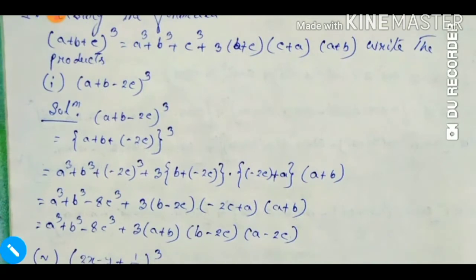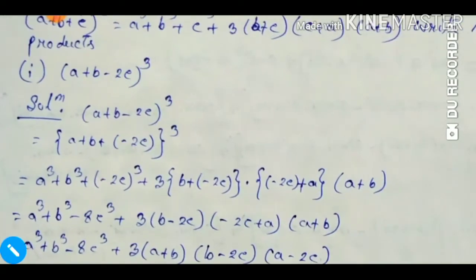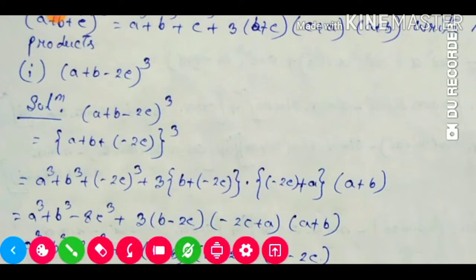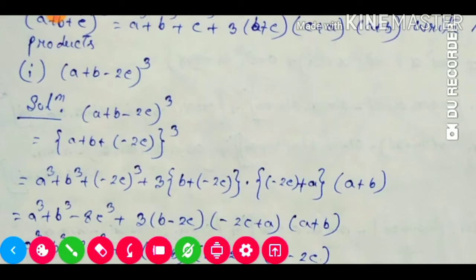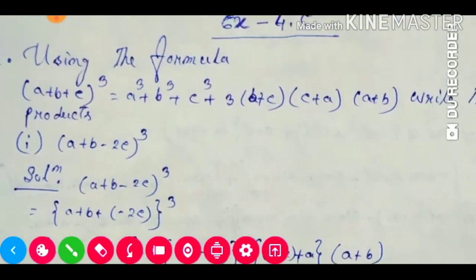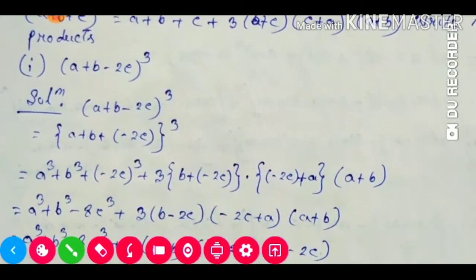So what is the first question given? The first question is (a plus b minus 2c) whole cube. So here a is a only, b is also b, and c is minus 2c. So we'll arrange this one, because we know the formula is a plus b plus c. So this one will make here plus, then the bracket will be minus 2c.